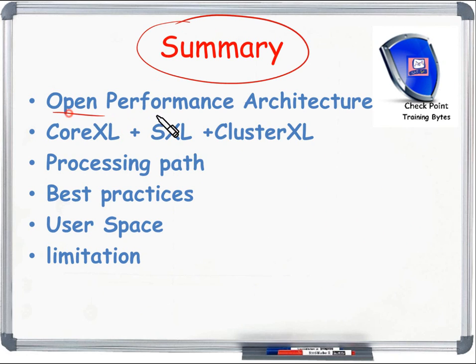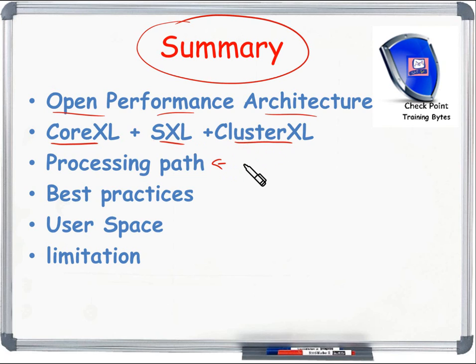First of all, we looked at the open performance architecture. These open performance architectures are the SecureXL, CoreXL, and ClusterXL technologies, and these components can work together, combine together, or separately to improve performance and enhance security. Also, we talked about CoreXL and SecureXL and ClusterXL, how these components work when they are merged with each other. And also we talked about the processing path.